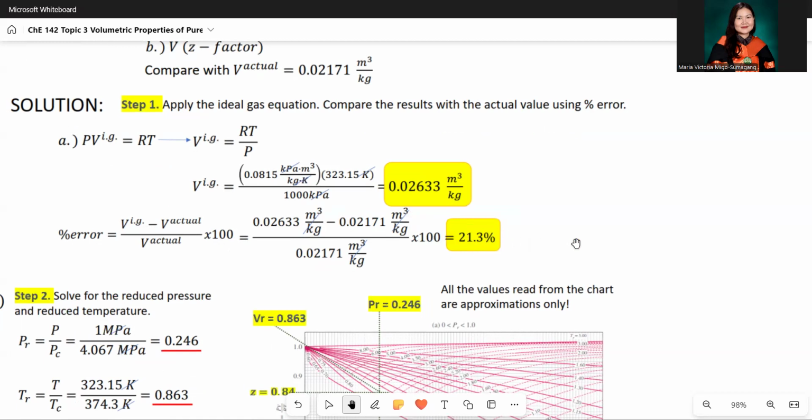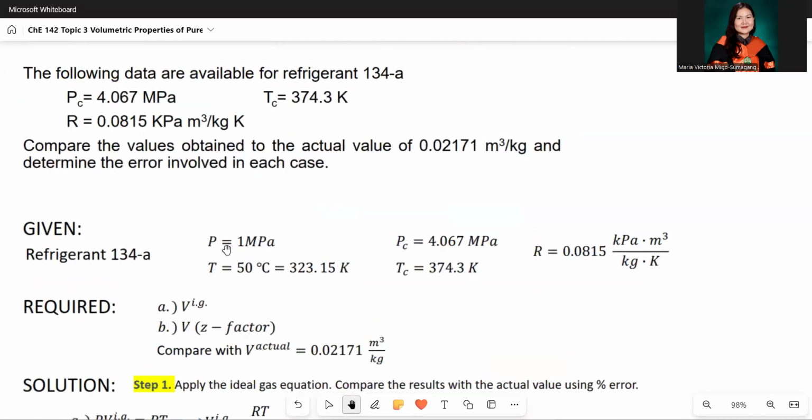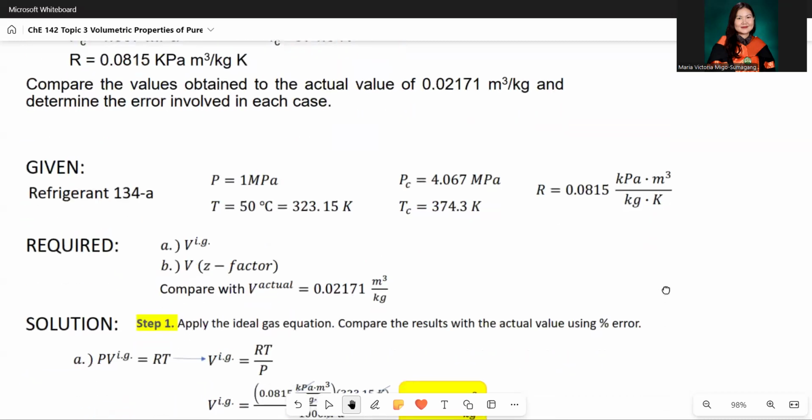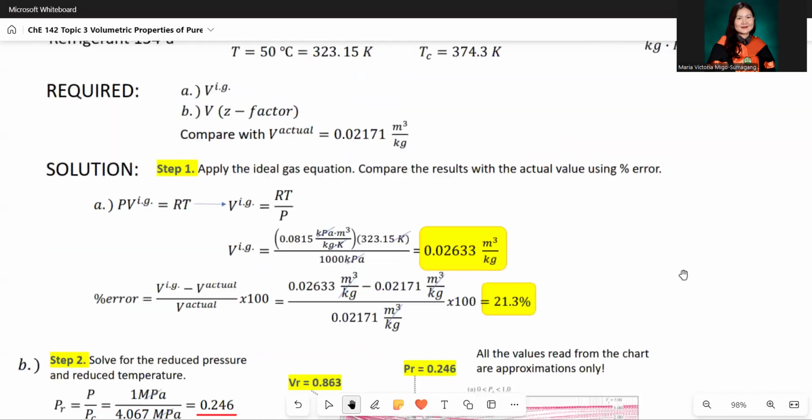It's not surprising that it's quite big because, let's see the pressure and the temperature. The temperature is quite near the critical temperature. And also the pressure is not small, it's 1 MPa, so the pressure is not low, I mean.